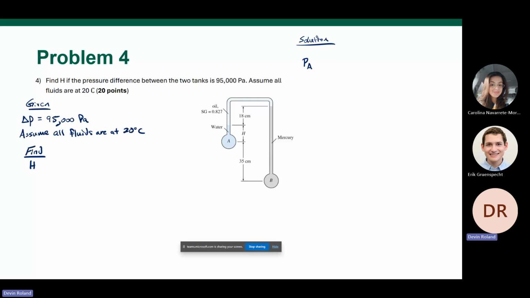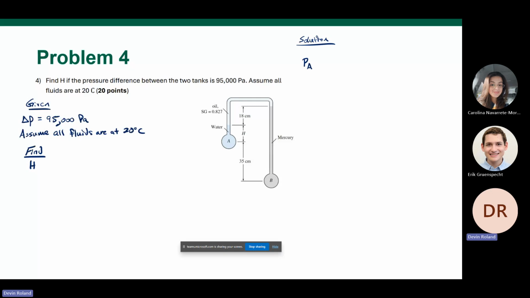So as we move up, we're going to subtract pressure because, as you're moving up, you're going from higher pressure to lower pressure. So you're subtracting pressure. And then once you start moving down, we'll add pressure because you're going from a lower pressure to a higher pressure.